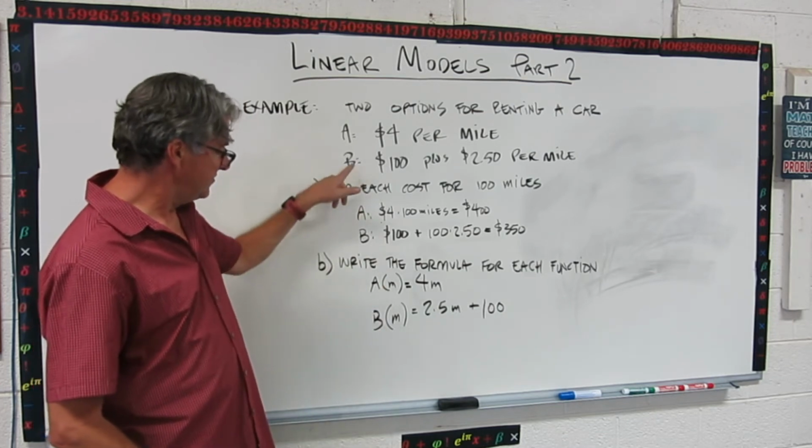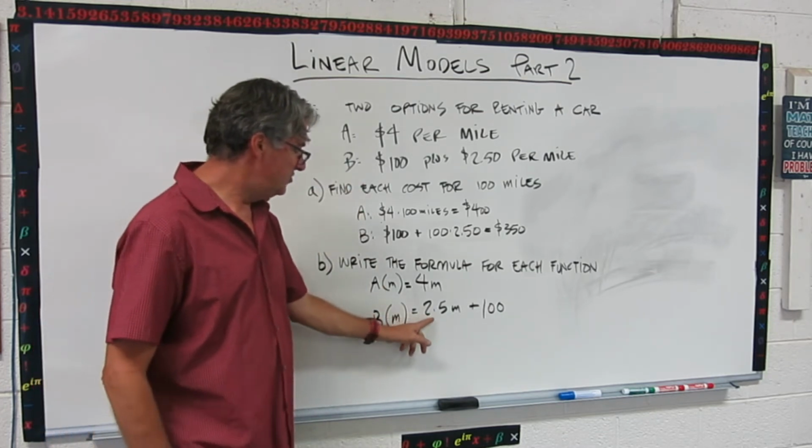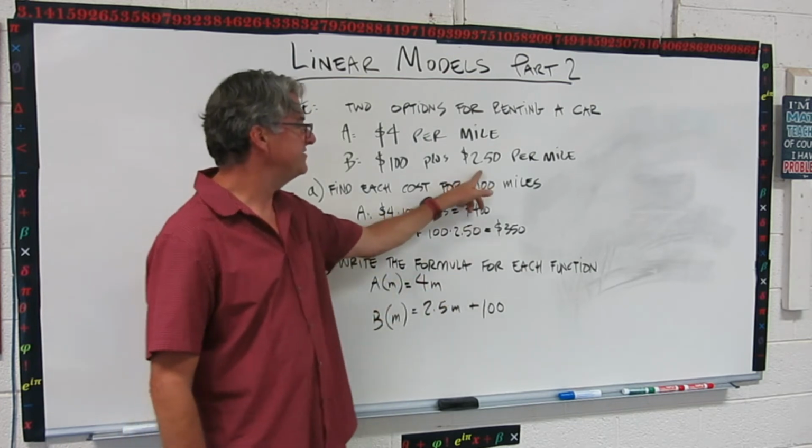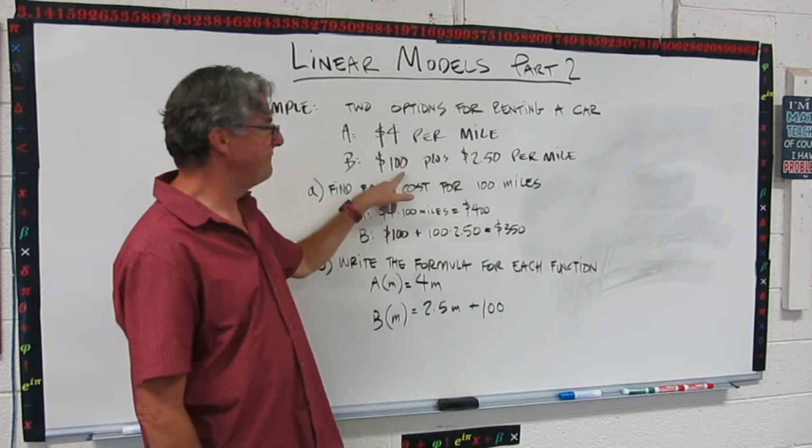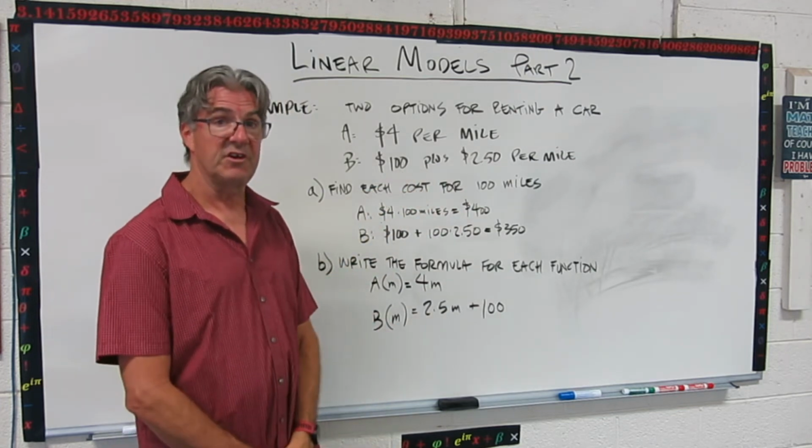That would be B for this rule. B of m is 2.5 times the number of miles. That's this part here, $2.50 per mile, plus the $100 upfront cost that you just pay to rent the car.